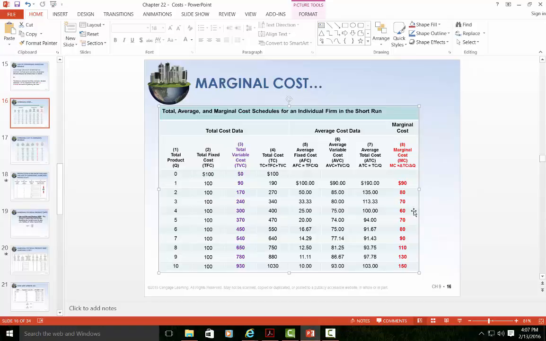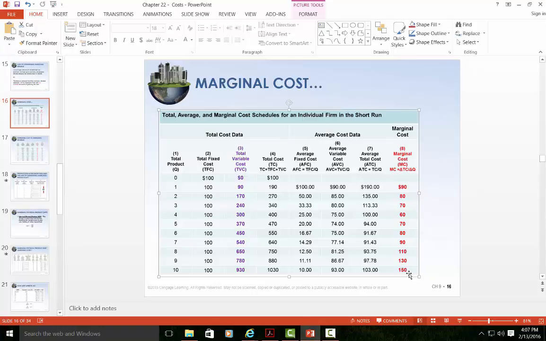Notice it goes from 60 to 70. So at your fifth item, the marginal costs start to increase. They increase, they increase, and they keep going. If you keep producing, your marginal costs are going to go through the roof. So that's a problem. Now let's look at marginal costs compared to marginal revenue.